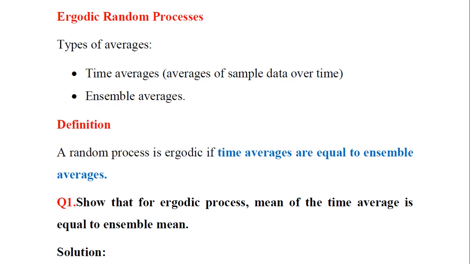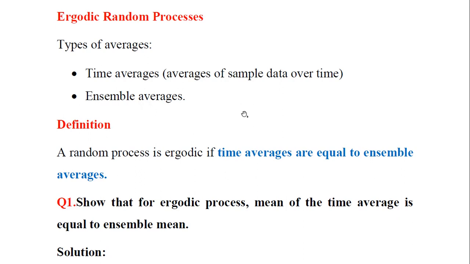Today we are going to focus on one of the next important topics, that is ergodic random processes. Basically, we have two types of averages with respect to the random process. First, we have time averages, that is averages of the sample data over the time, and the ensemble averages which we have learned previously here.